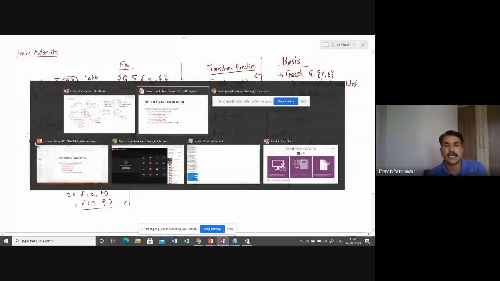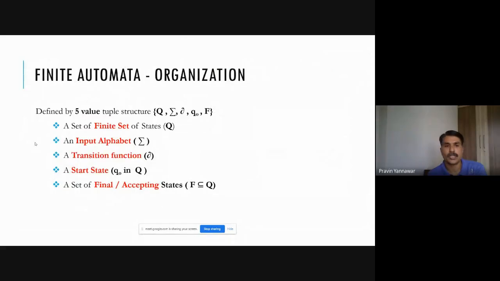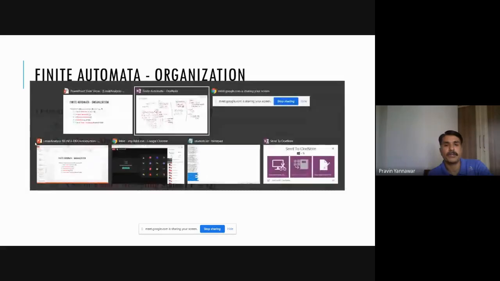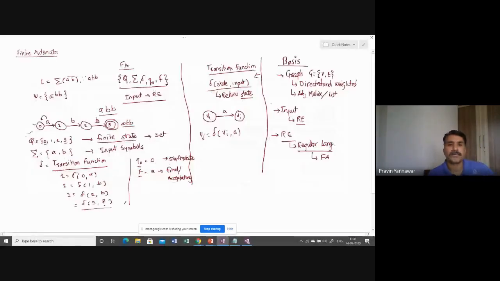So a set of finite states is called Q. An input alphabet is sigma. A transition function is delta. A start state is q0, and q0 is in Q only. And a final or accepting state set is F, and F is a subset of Q. Okay, so this is how it works.